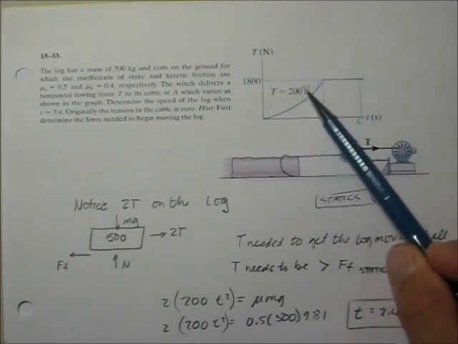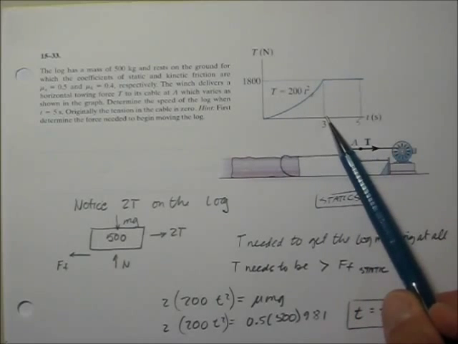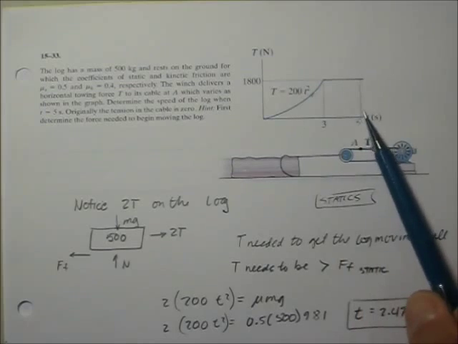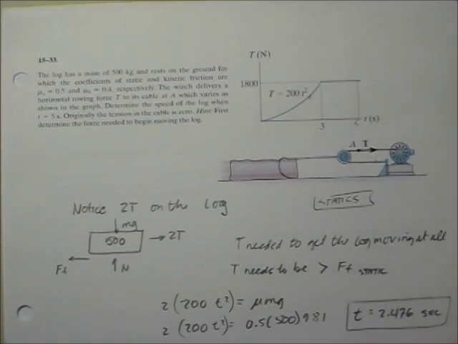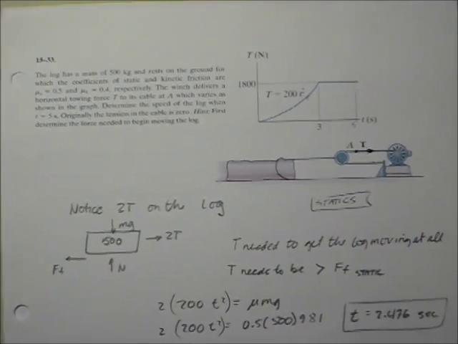So if we look at the tension graph, we can see that it follows this curve until 3 seconds, and then between 3 and 5 seconds, it tops out at 1,800 newtons. So we have a two-stage problem, and we've done two-stage problems in F equals ma. The powerful thing about momentum is sometimes we can do two-stage problems like this in one equation, and that's really kind of nice.